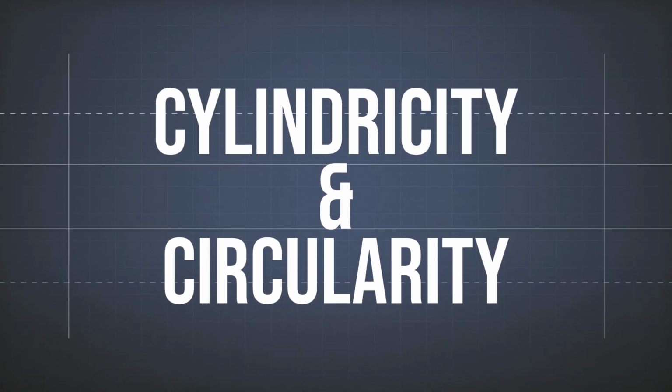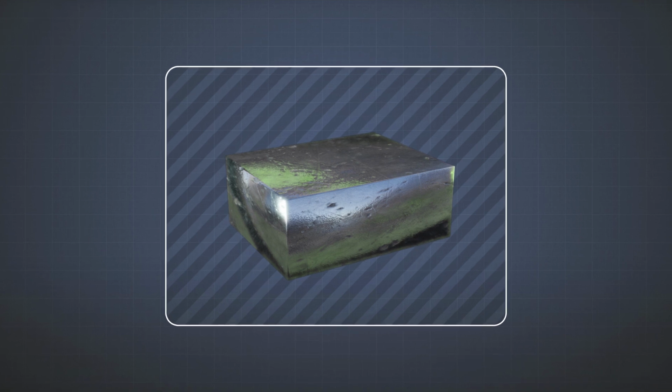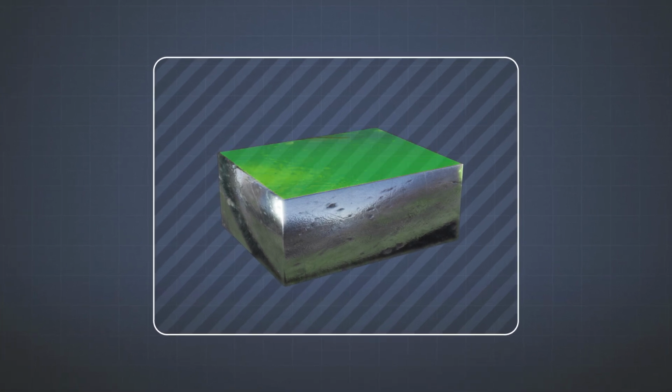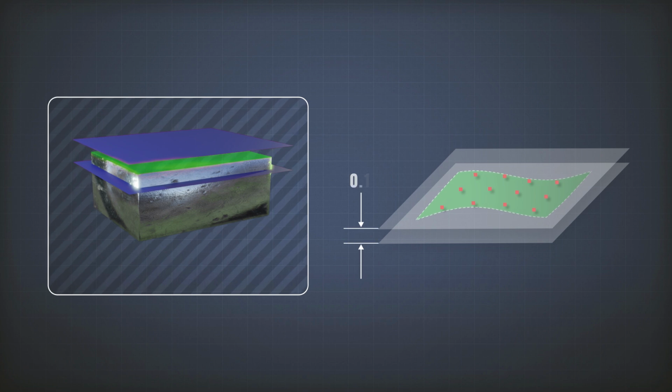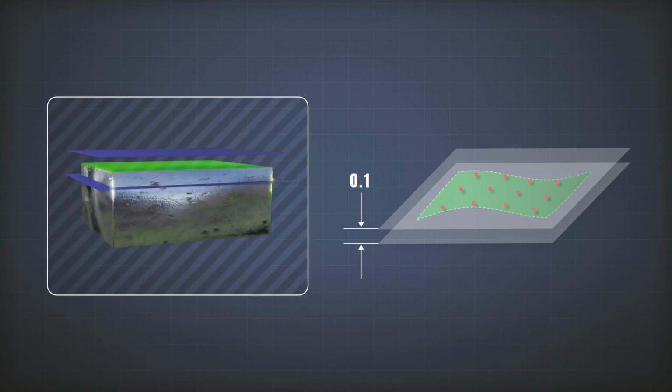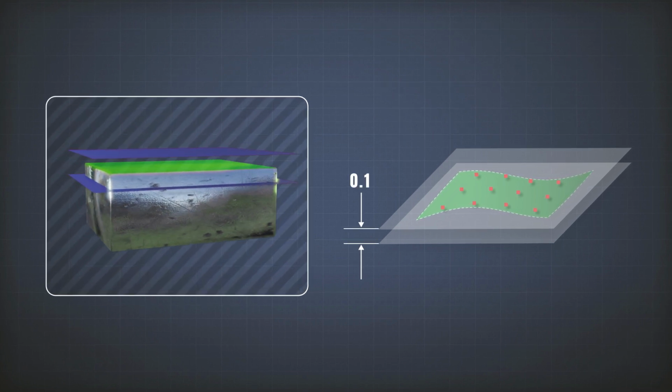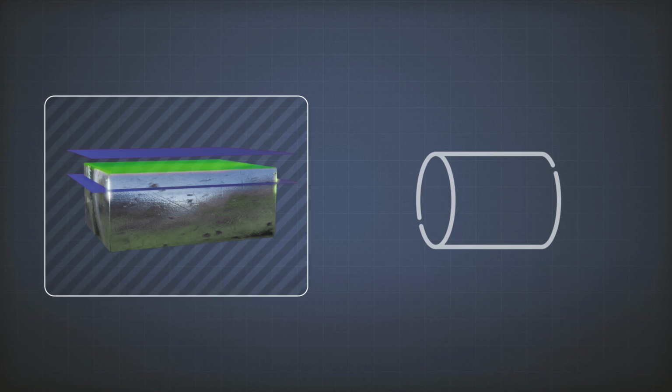Cylindricity and circularity. We spoke about the flatness tolerance, which is the difference between two parallel planes, and that the surface has to lie between these two planes. But what if my surface is not a flat surface? What if I want to tolerate a cylinder?